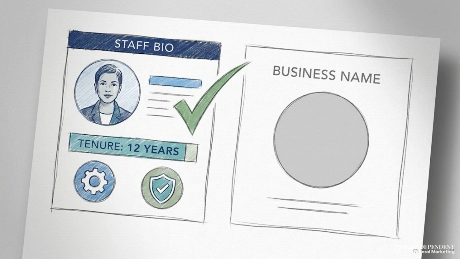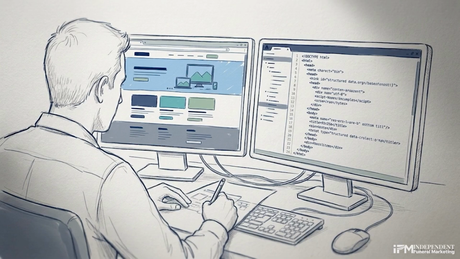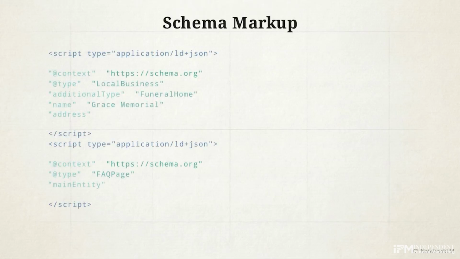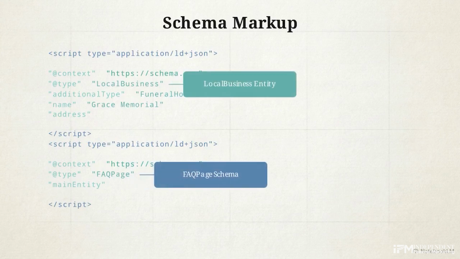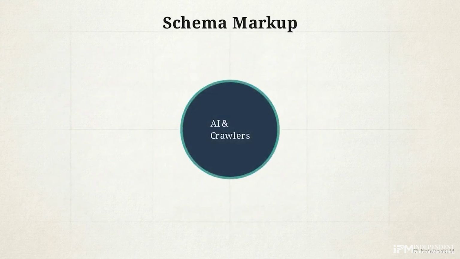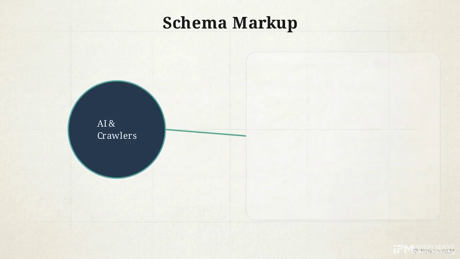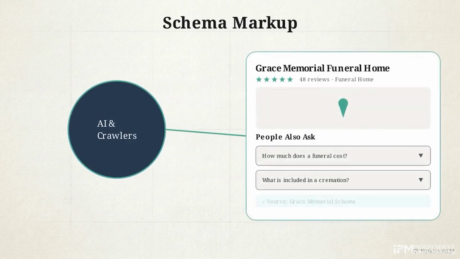Underneath the written content and the trust signals is the invisible technical layer that keeps the site running smoothly. First is schema markup. By applying specific code types, like local business and FAQ page, you explicitly categorize your content in a language that modern AI search tools and Google crawlers can instantly parse and cite.